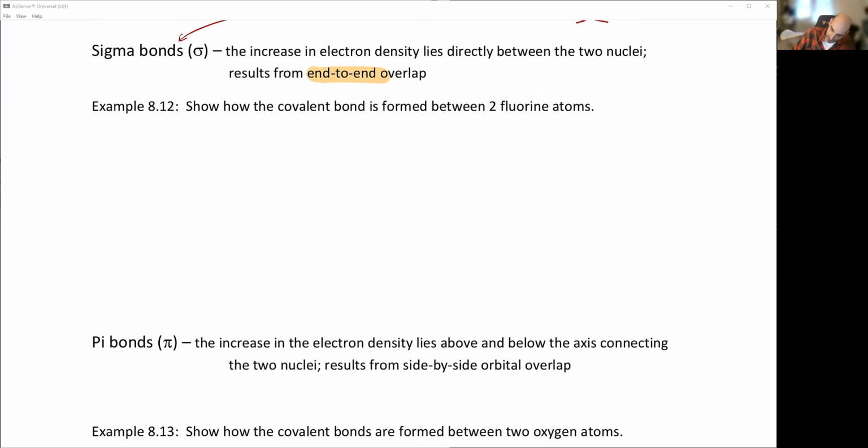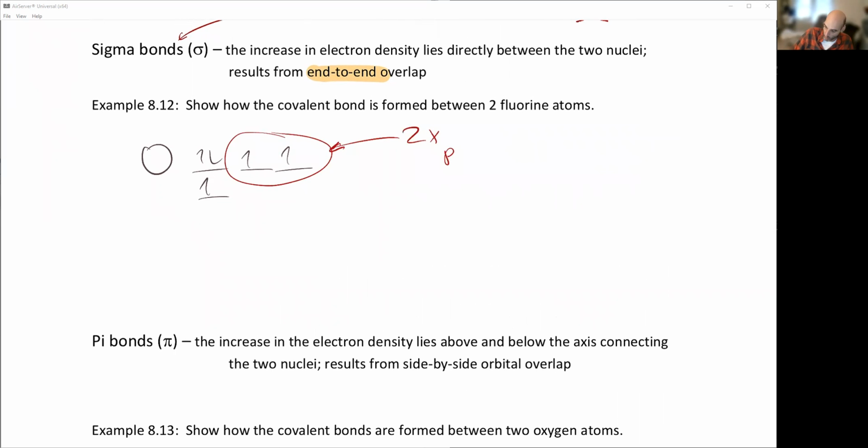So if I take a look at oxygen, with 1s2, 2s2, and so in this case I have 2 p orbitals for bonding. So what does this bond actually look like? Well, first of all, if we actually look at these, I'm going to put them together here.